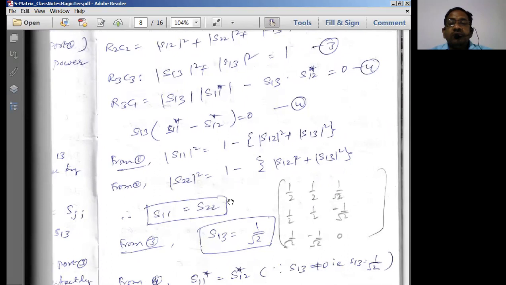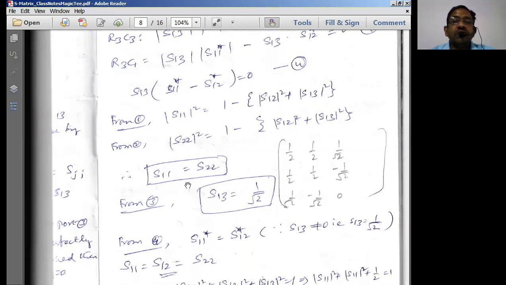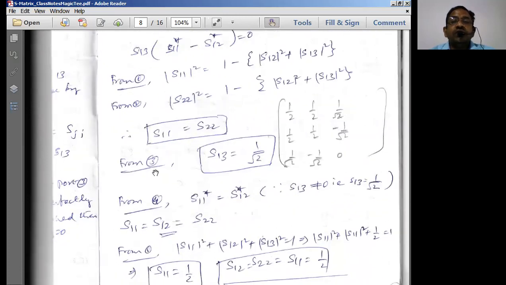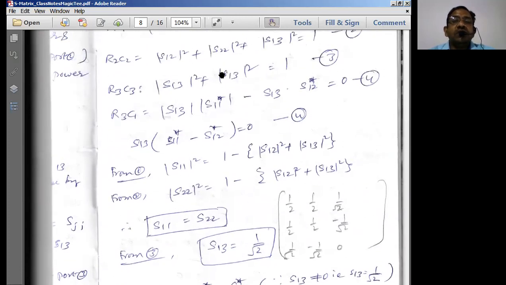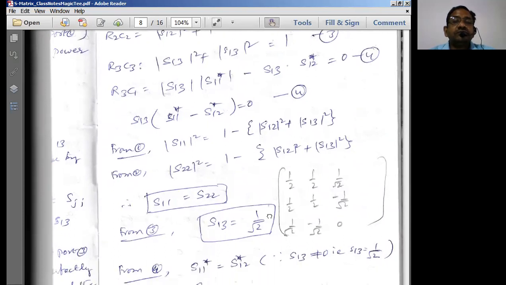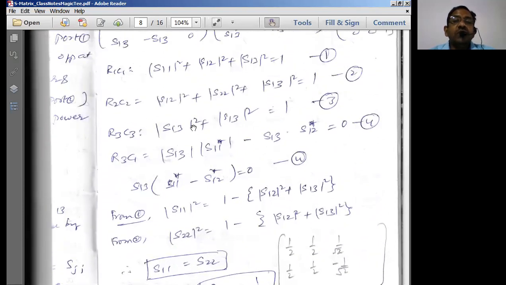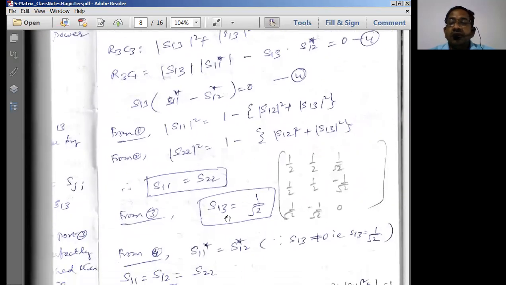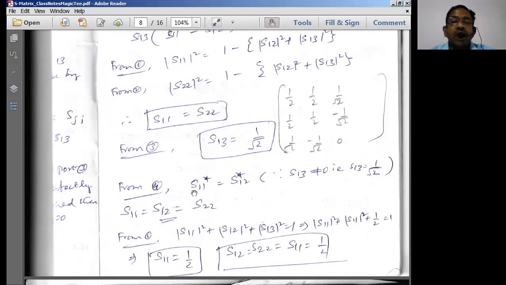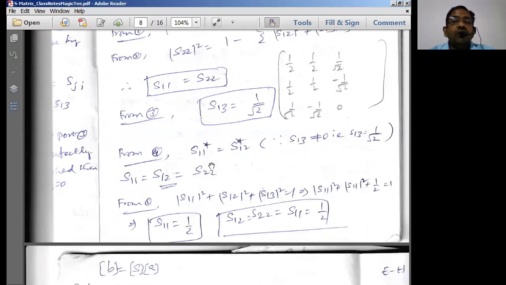So just similar to the previous analysis, we go for finding out S11 square from equation 1 and S22 square from equation 2. These two are going to be the same, so therefore S11 becomes equal to S22. From equation 3, we find S11 square plus S13 square. Therefore, same as the previous analysis, for the H plane, S13 is equal to 1 by root 2. So from equation 4, I make the substitutions now.